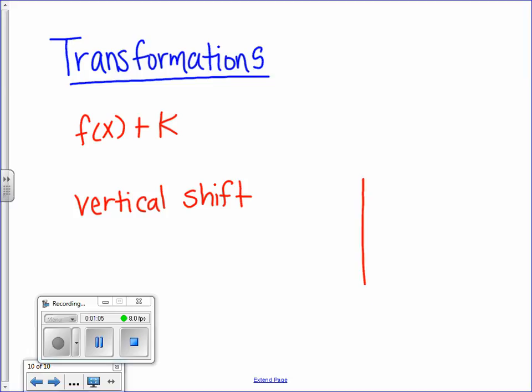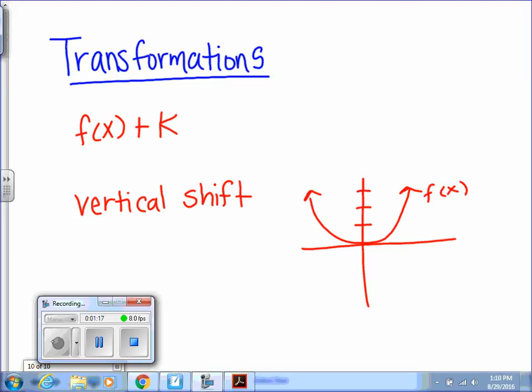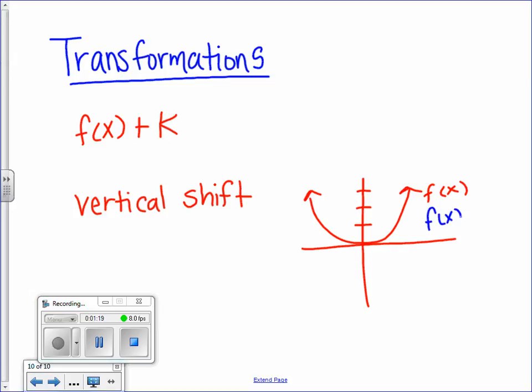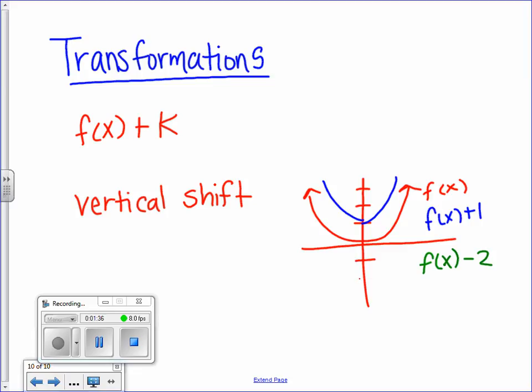So if I have just this function, this is f of x. f of x plus 1 would just move the entire thing up 1. Okay? Just moves your function up 1. If we had f of x minus 2, it doesn't do anything except move your function up and down. That's a vertical shift. That's k.